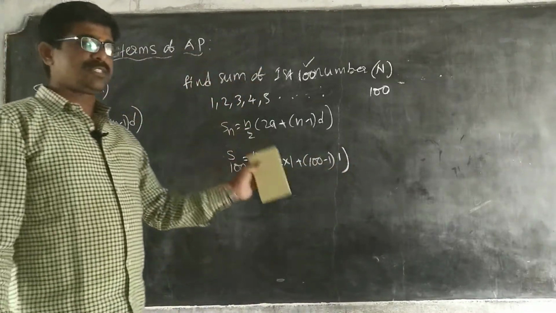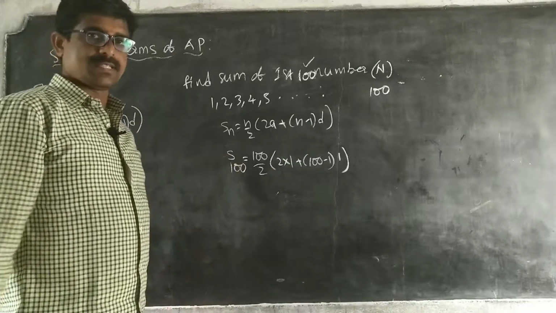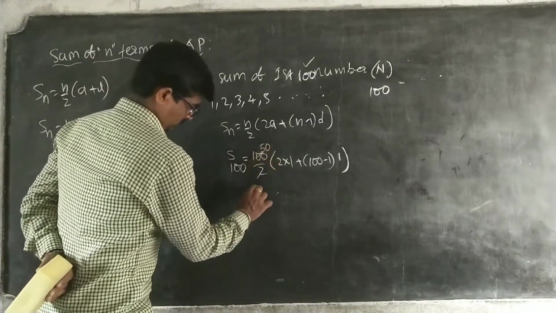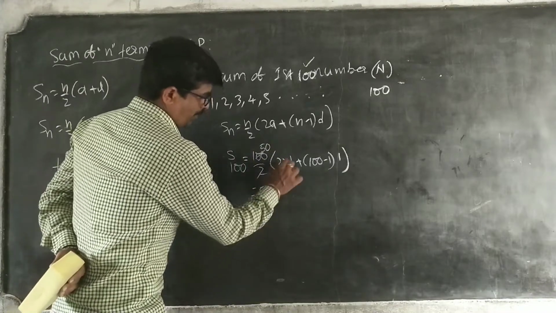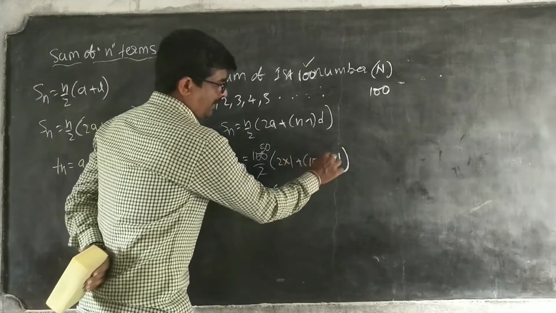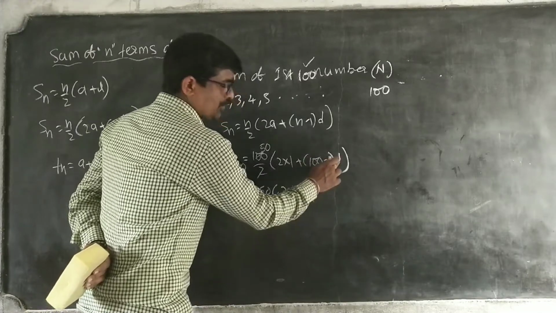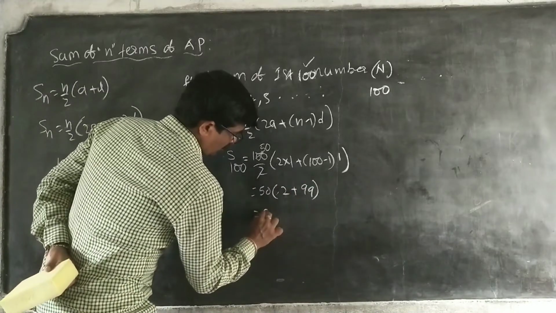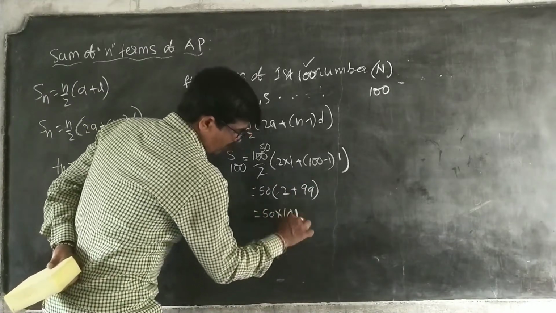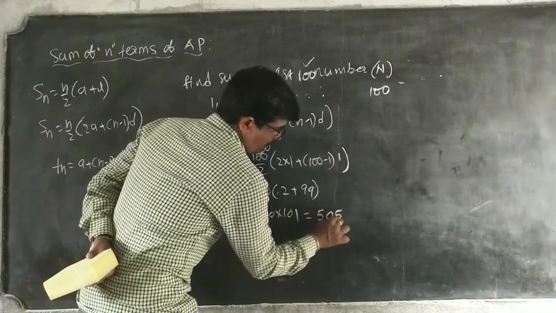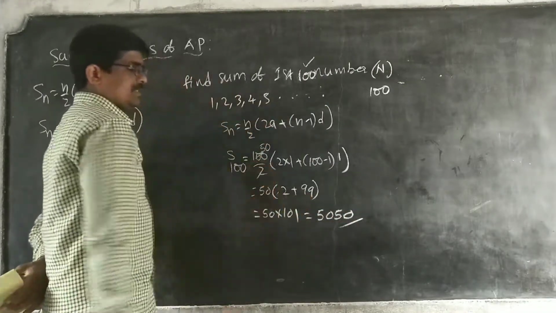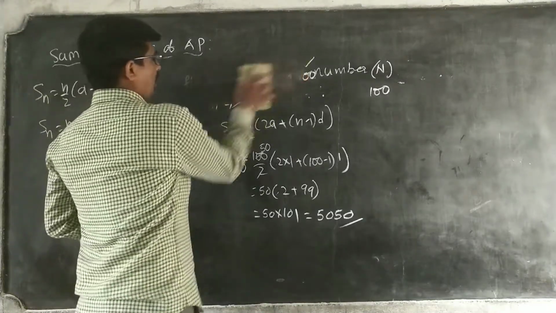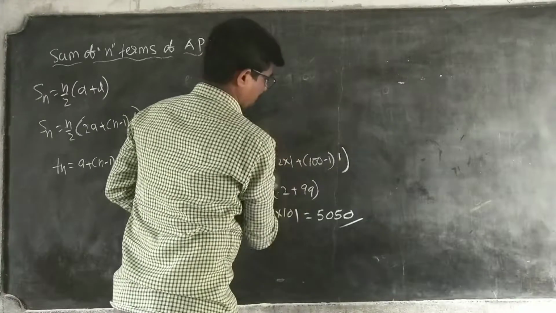For your understanding, an easy sequence: 100 by 2 is 50, into 2 times 1 is 2, plus 100 minus 1, 99 into 1, that is 99. That is equal to 50 into 101, which is equal to 5050. Same pattern. Okay, right. Next we go to another problem. Observe here.